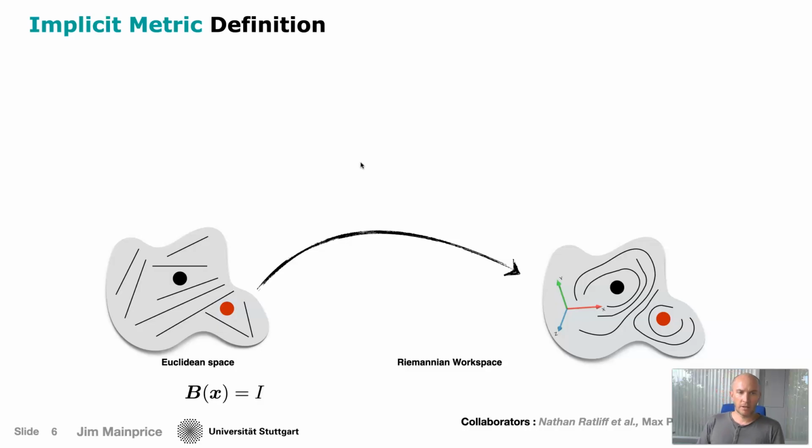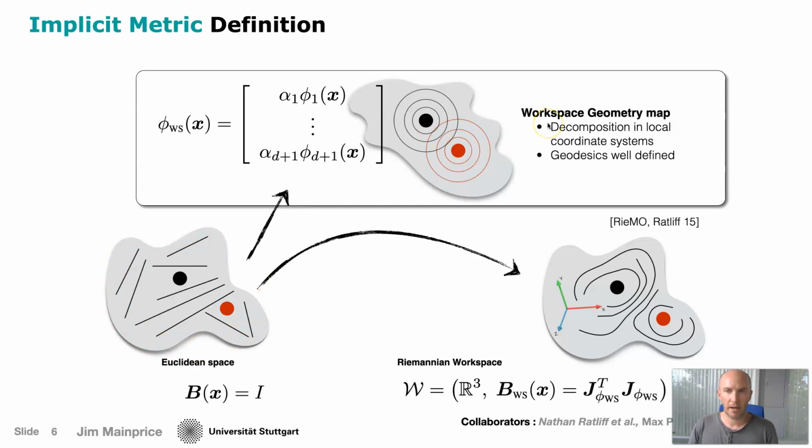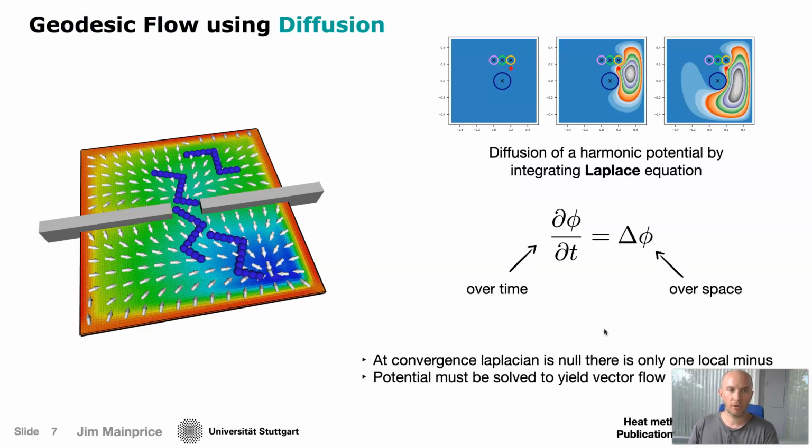So how can we do this? We can take a Euclidean version of the workspace and map it to a workspace geometry map, where the geodesics around each of the obstacles are going to be well defined. Then we can pull back this geometry using the Jacobian of the map, which will generate a Riemannian manifold which has the desired properties. And in the second phase, we can define a geodesic flow, which is going to tell us for any point in space what is the direction of the shortest path to the goal.